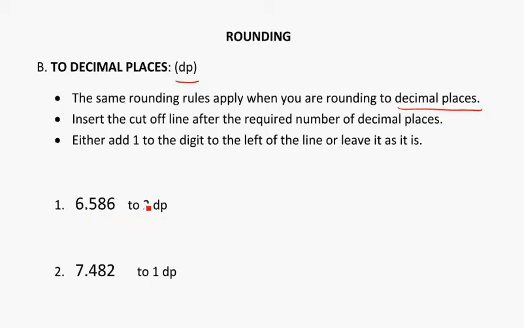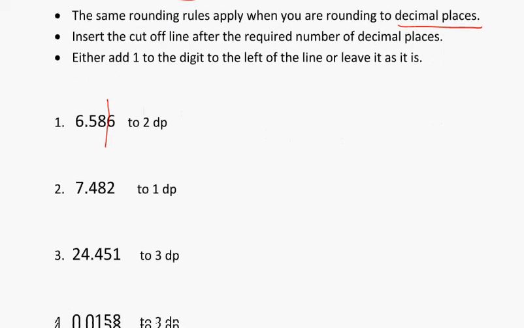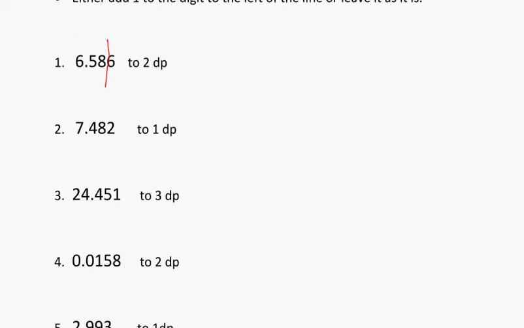6.586 to 2 dp. Now, this time I'm counting from the decimal place. 2 places after the decimal point I'm going to put my cutoff line. So you look at the next digit and you can see that it's a 6, and so 6 is more than 5, and so we are going to add 1 to the digit on the left of the line, so the 8 becomes a 9, and we get 6.59. And usually when you've rounded it, you state how many decimal places you've rounded it to in brackets.